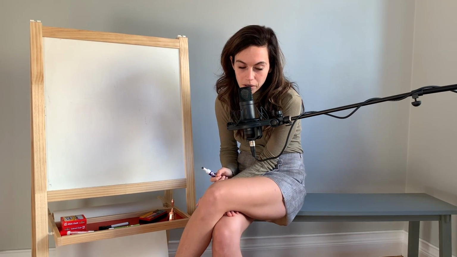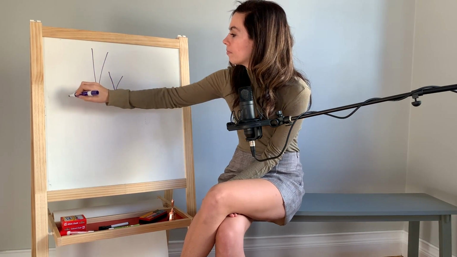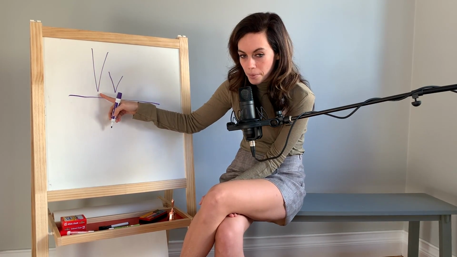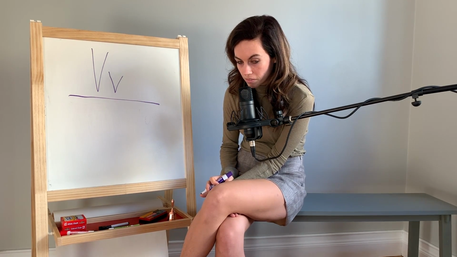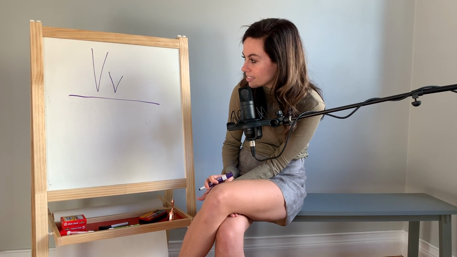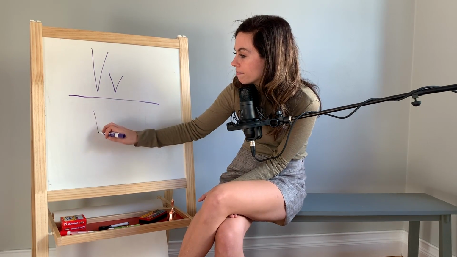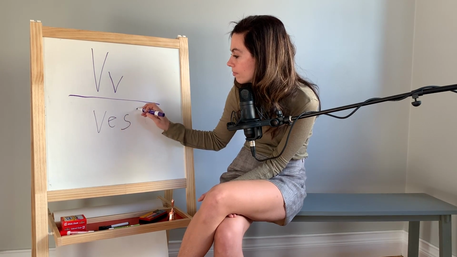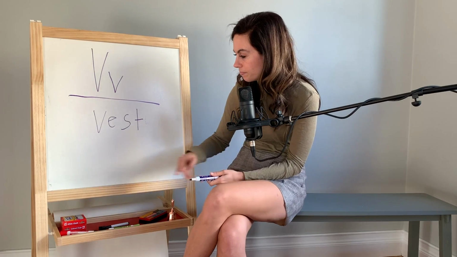The next letter we're going to learn about is V. Here is our uppercase V and our lowercase v, and V says v, v. And an example of a word that starts with V is vest, vest.